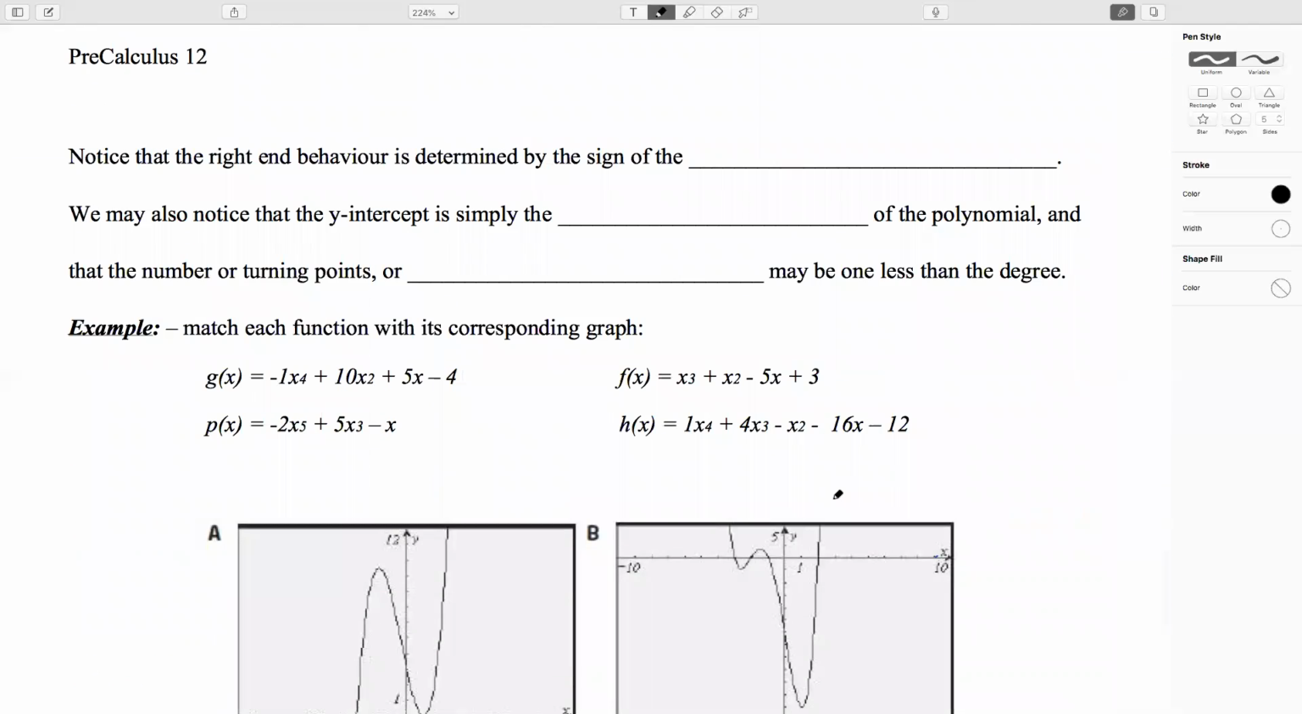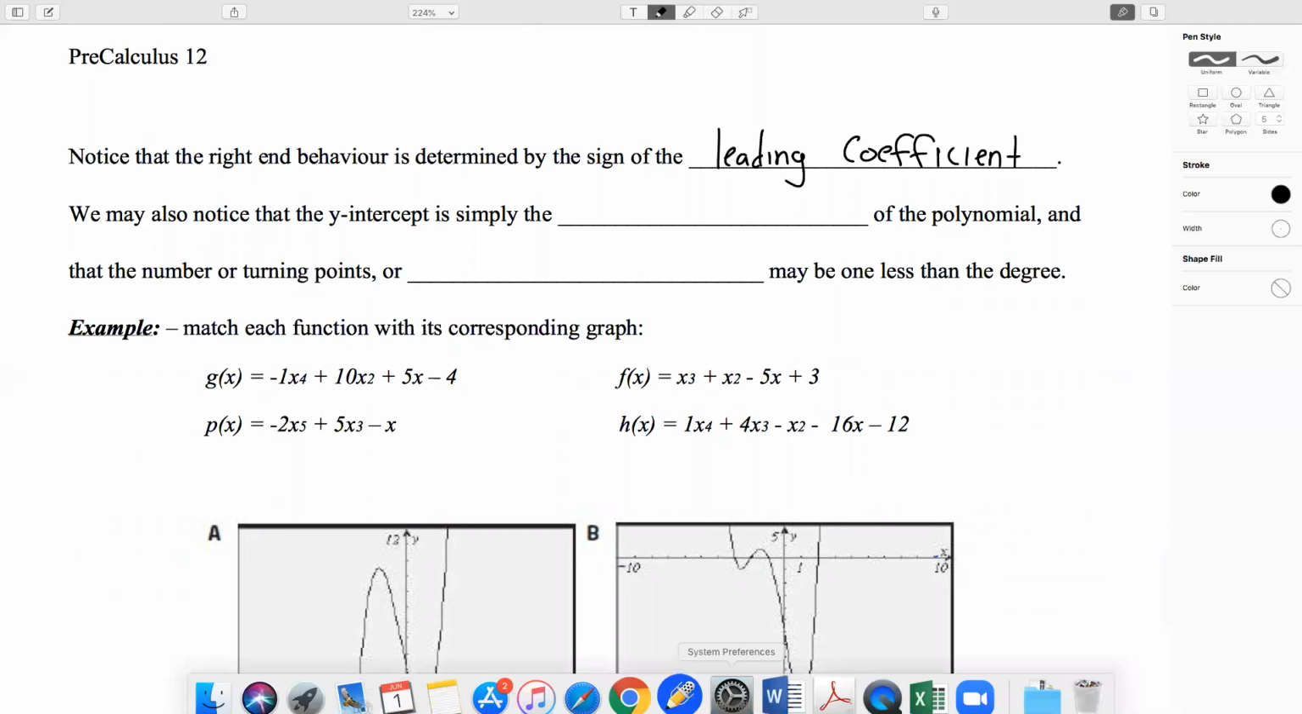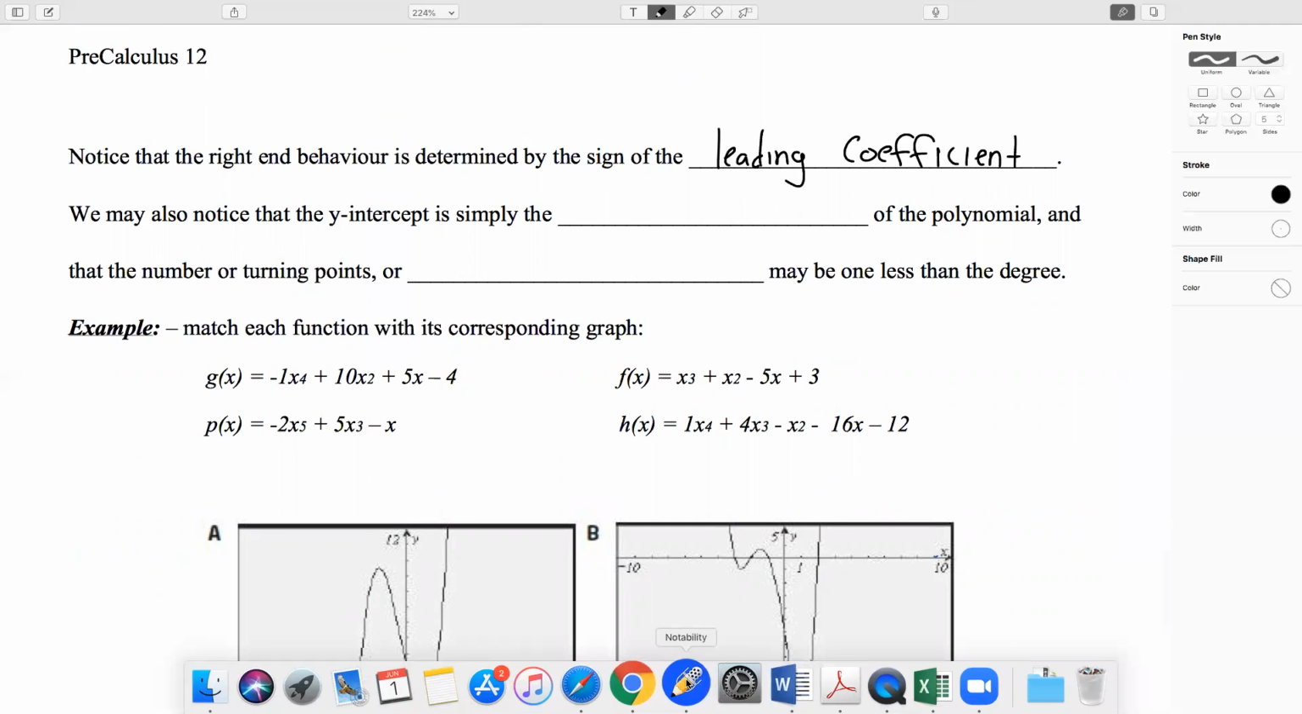All right, notice that the end behavior is determined by the sign of the leading coefficient. You might not have noticed this yet, but the number that you have in front of your highest power of x dictates whether the function opens up or opens down. And I'm going to demonstrate this in Desmos right now.